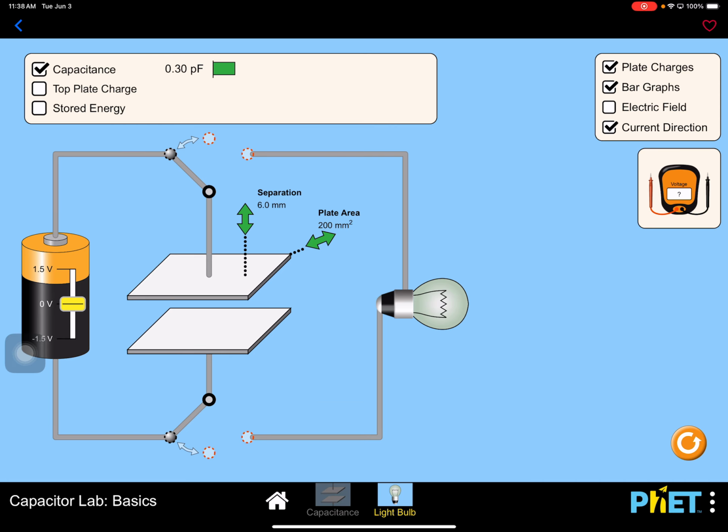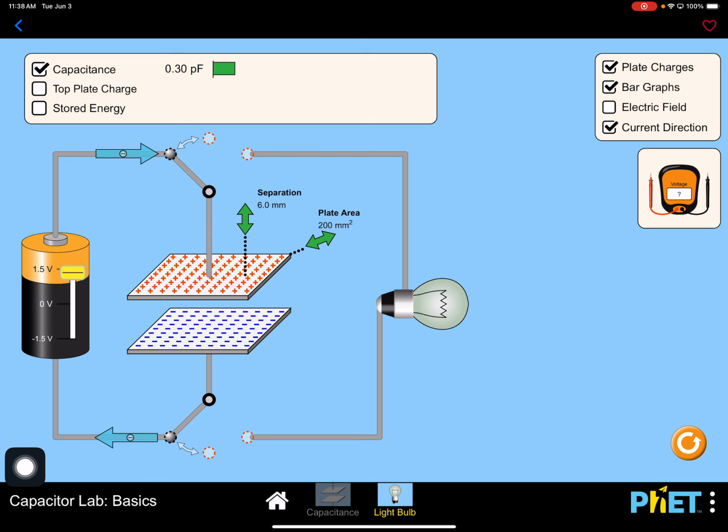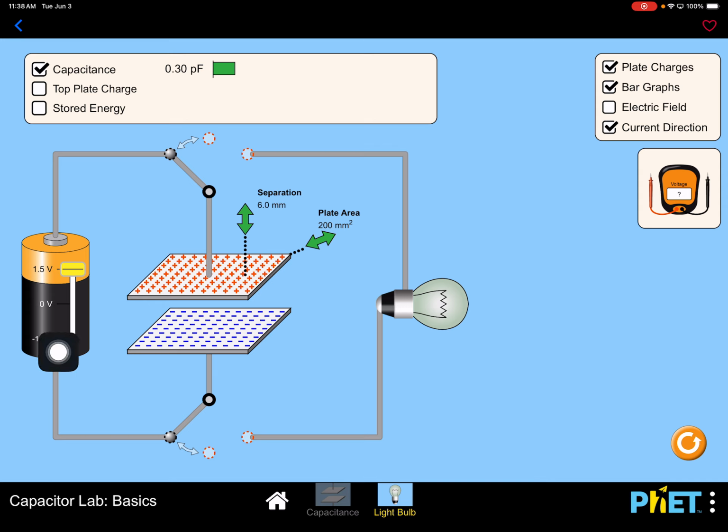All right. So here's a circuit. Here's a battery. Here's a capacitor. This is called a parallel plate capacitor, and then this is just a light bulb. All right. So what we're going to do is, okay. So what we did was, what happened was, and this happens really fast.